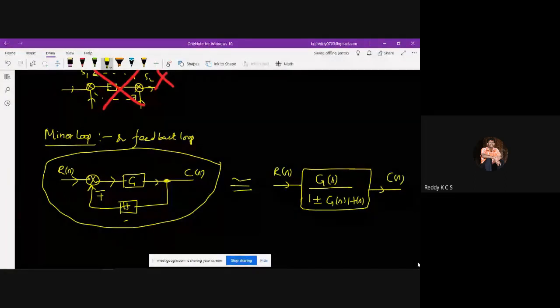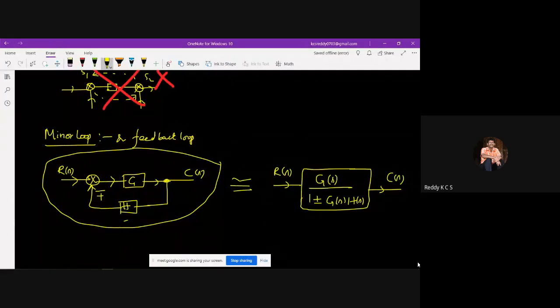So this is the one more rule. Two more rules are there that we will discuss in the next class.